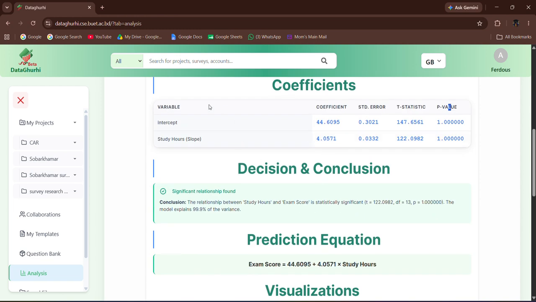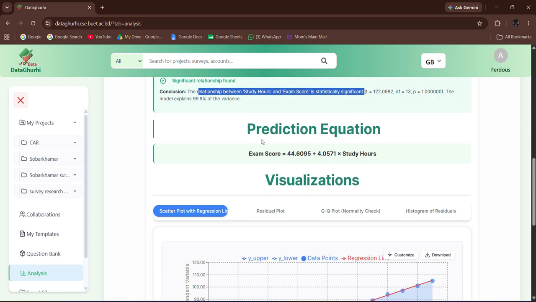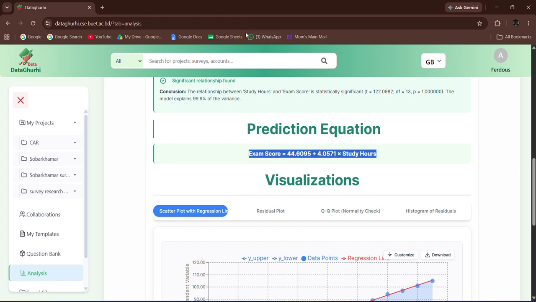And the decision of the results. It says that a significant relationship was found, meaning the two variables are statistically significantly related. And here's the prediction equation.